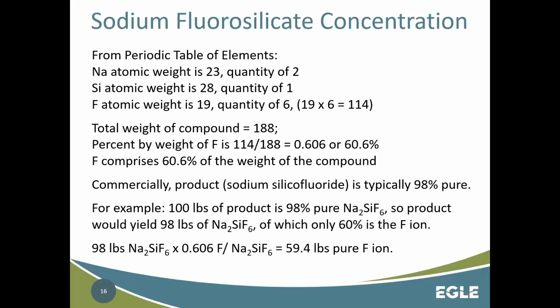So the powder that would be delivered at the facility is about 98% pure. So you just take 98% of that 60.6, and that powder is going to yield 59.4 pounds of pure fluorine ion, which is much higher than the liquid, which was 19.8.